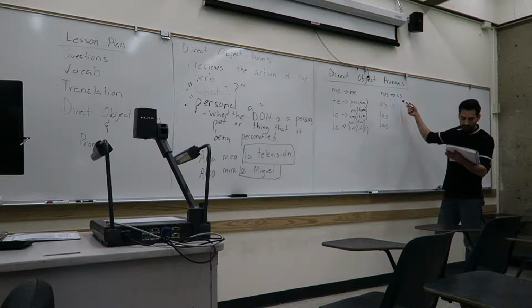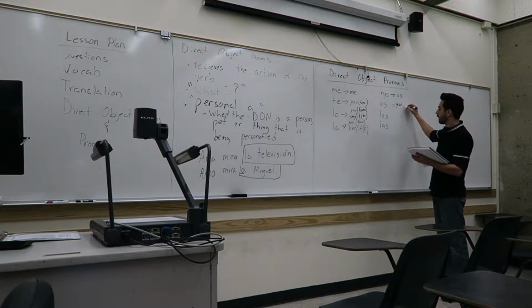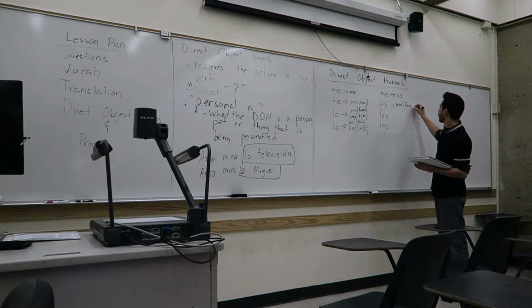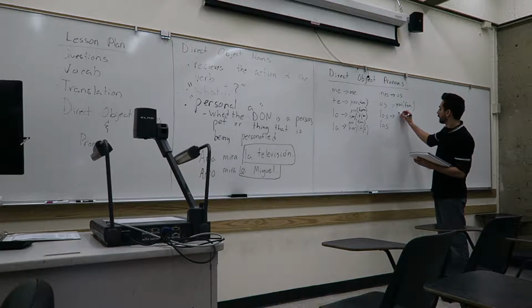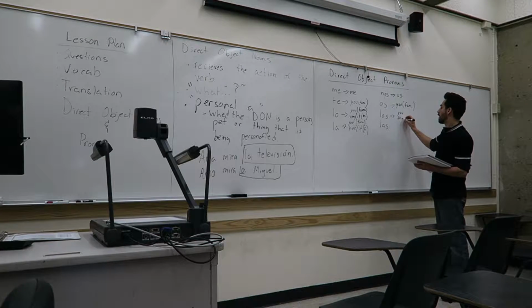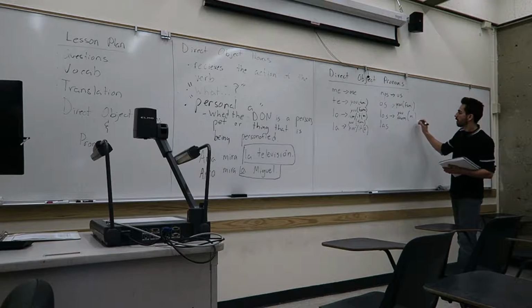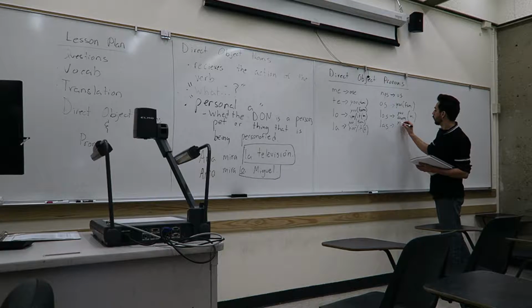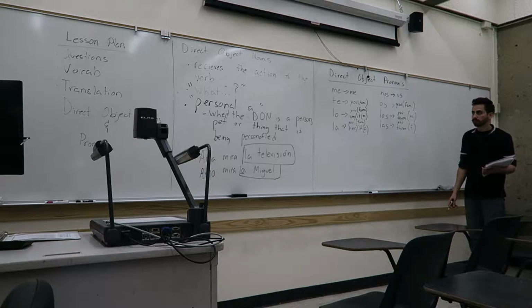This one's us, nos, us. Os is you, in a familiar way. Los is you and them in the masculine form. And this is you or them in a feminine form. All right?